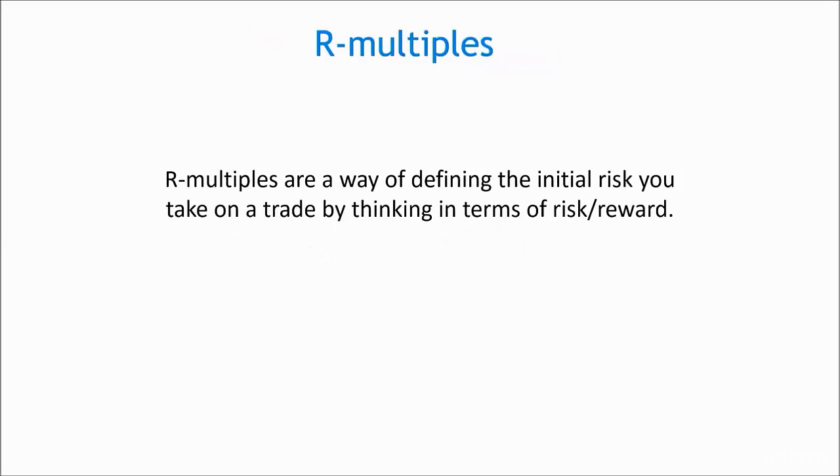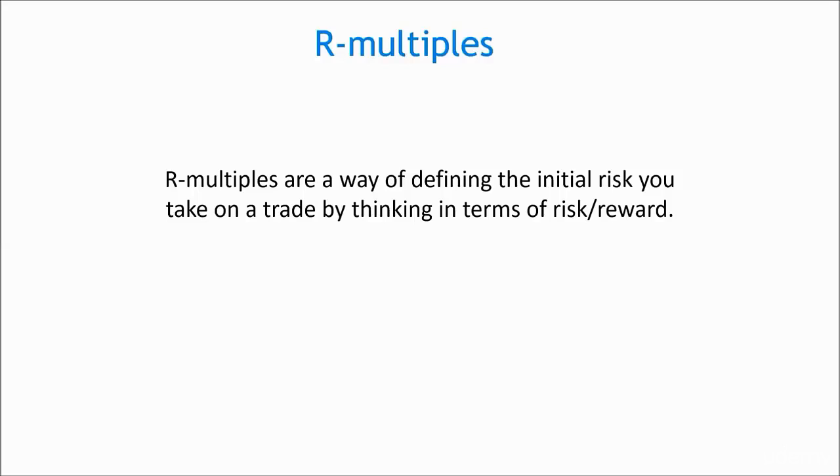R multiples are a way of defining the initial risk you take on the trade by thinking in terms of risk reward. If you place a trade with a stop loss 50 pips away from the market and you are buying a standard lot, then your loss would be roughly $500 if the trade went against you. This initial loss of $500 is your 1R, or your 1 risk. The R of course stands for risk.